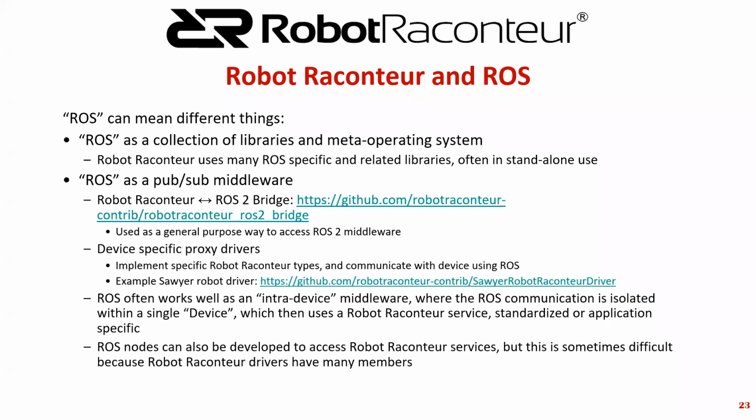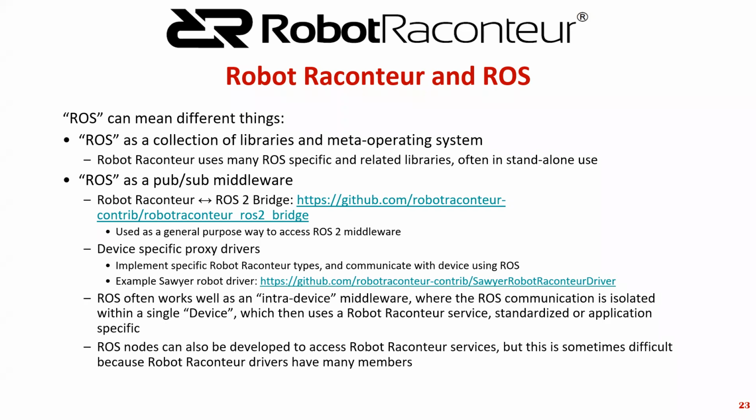And we also have device specific proxy drivers. So for instance, for the Sawyer robot, which is a ROS native robot, we have a driver which exposes a Robot Raconteur interface, but then talks ROS on the back end to the robot itself. And we found that to be extremely effective where we use ROS as an inter-device middleware. So, you know, for Robot Raconteur, device may be a bit of a higher level concept. So we use ROS to communicate inside a device. So behind that standard type, there may be a couple nodes talking to each other. And this allows us to have a device specific interface rather than having something like the bridge, which is just sort of a way to peek and poke different services and topics in ROS 2.